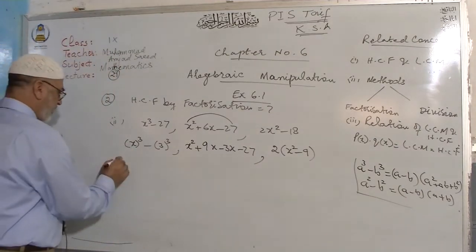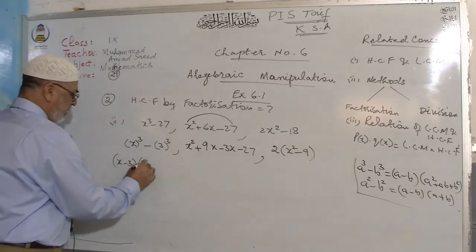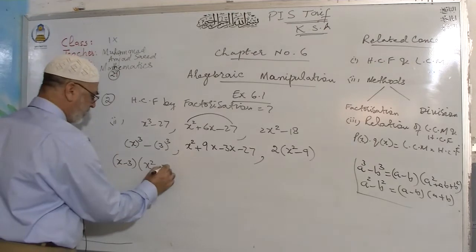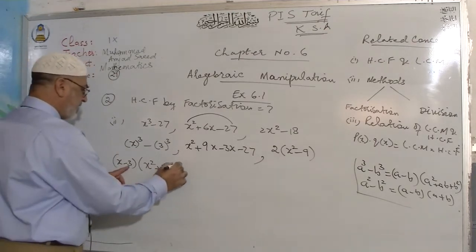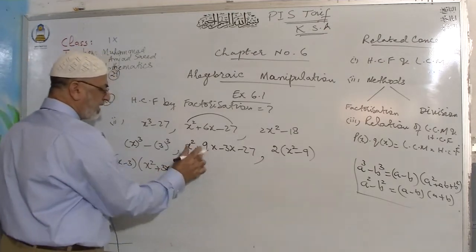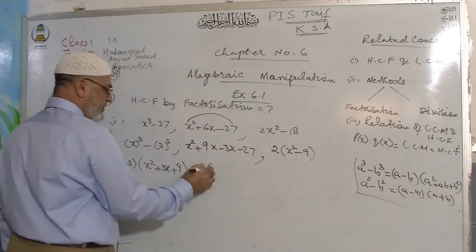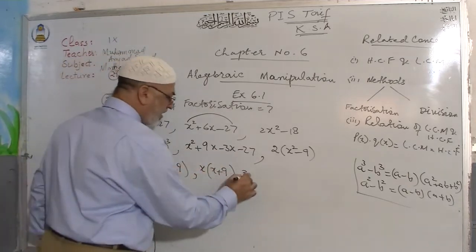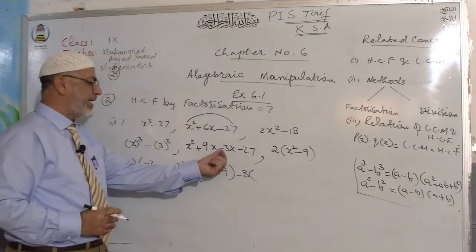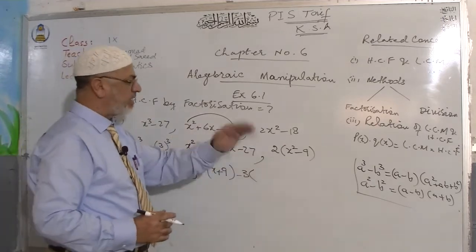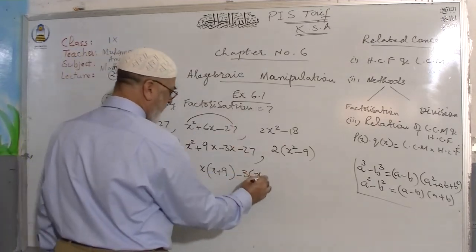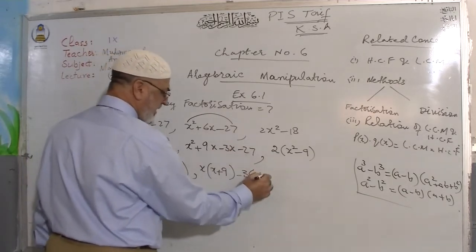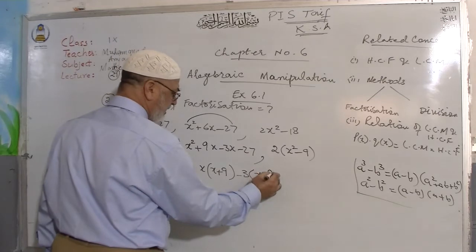Here, remove 3 and 3, you have x minus 3 into x square plus 3x plus 9. Here you can take x common from the first two, so x plus 9, and here minus 3 common. Remember that whenever you are taking minus common, inside there is a change of sign. It will be minus 3 common, x and minus changes to plus and 3 into 3 is 9.